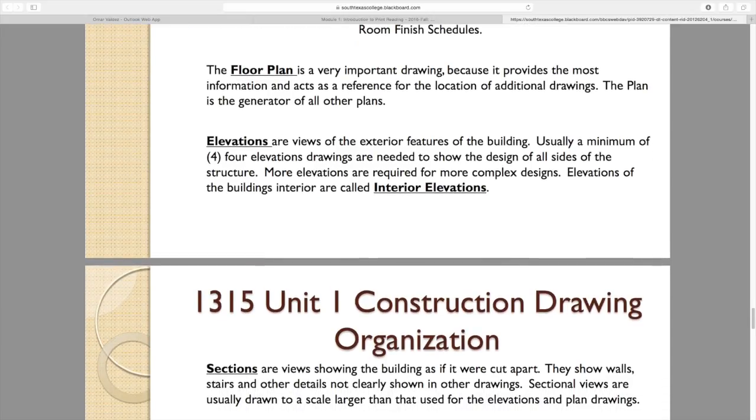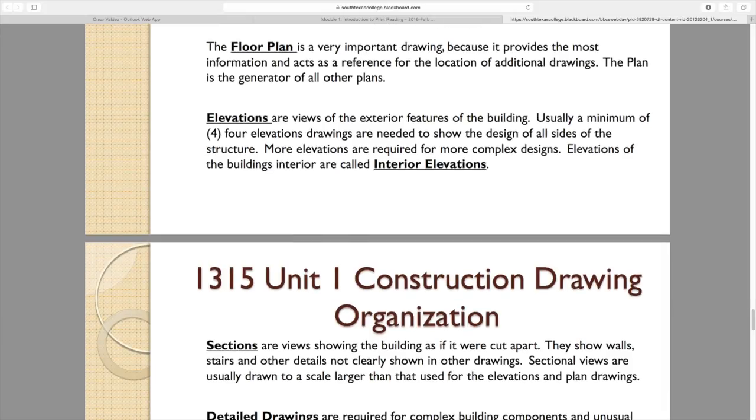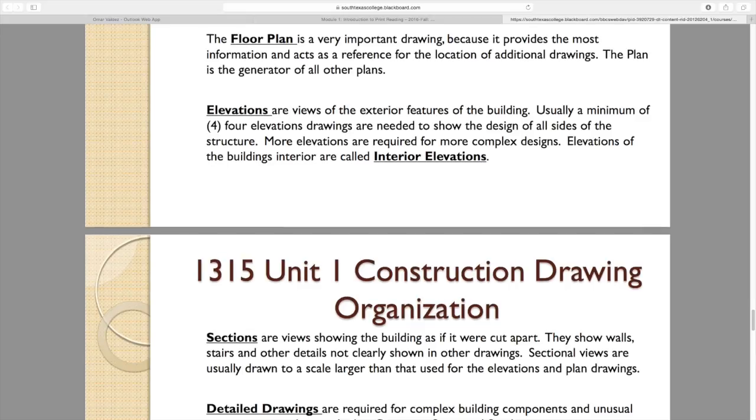And elevations, of course, are how it's going to look from the outside, and then you have interior elevations, which tell you how it's going to look from the interior. For example, what type of material you're going to put. If there's a design you did on the walls, here's where you tell the contractor what type of materials, what height, and so on and so forth.